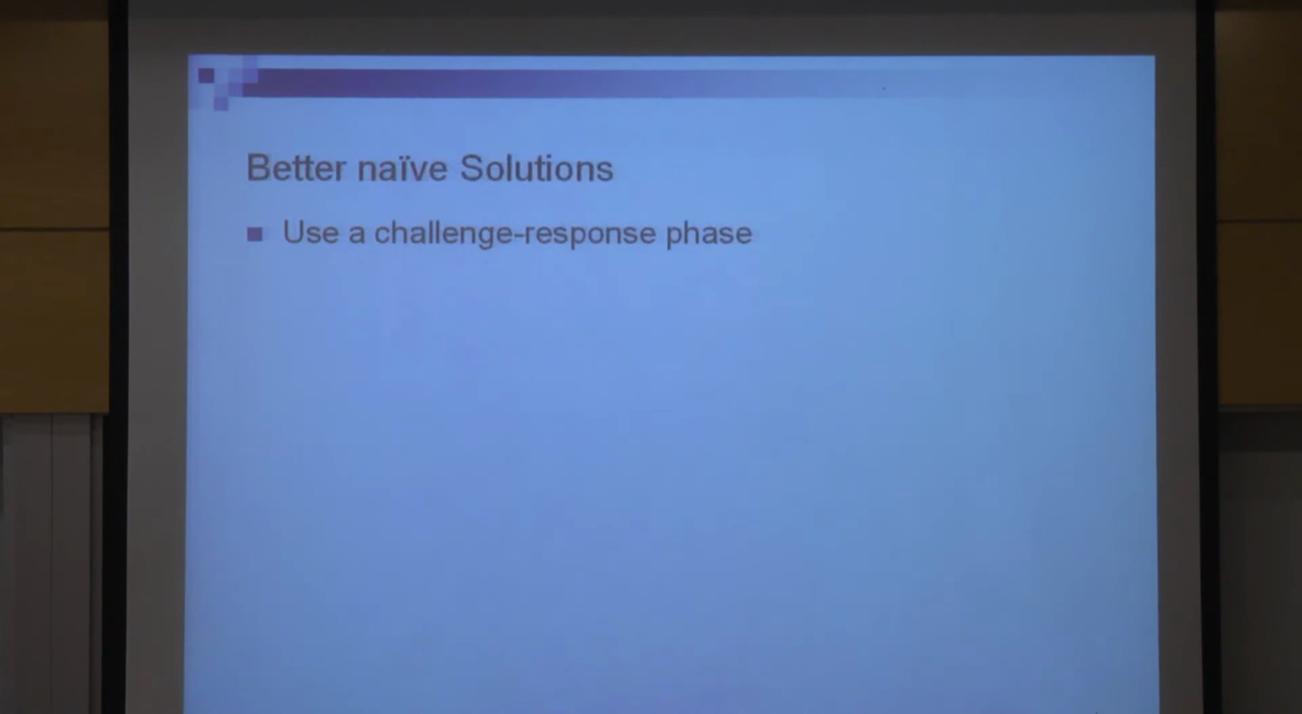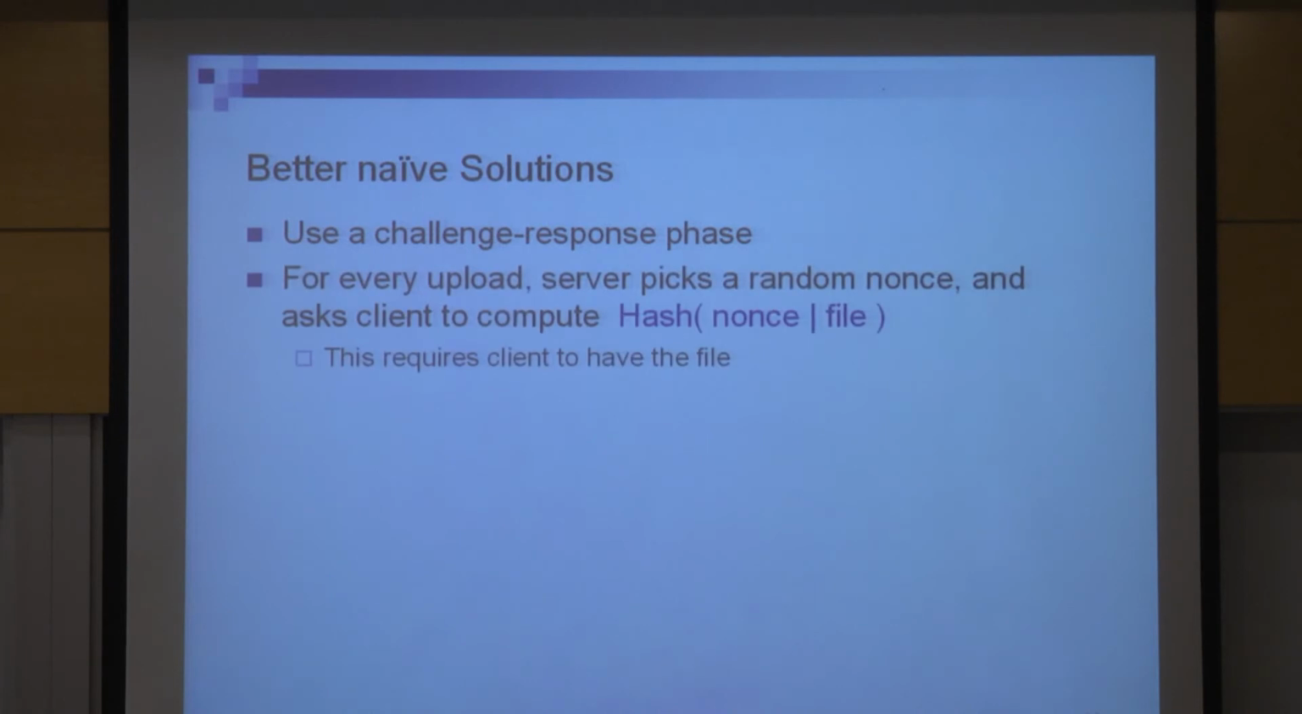So let's try a bit harder. Let's use a challenge response here. Instead of using one hash every time, let's say I want to upload a file. I'll tell the cloud. The cloud will return to me with a challenge and say, hash your file with this random number. And now I can only create the hash with this random number if I actually know the file. So it forces the client to actually have the file in order to be able to answer this challenge.